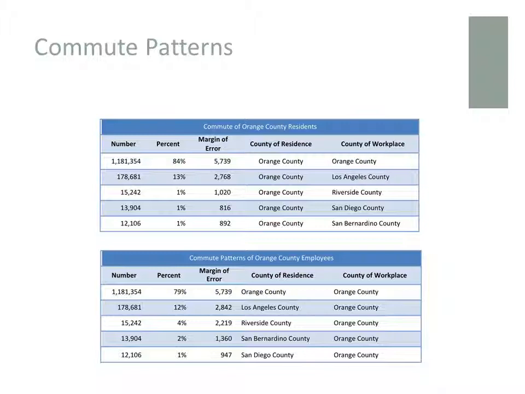We looked at the commuting patterns. On the top, we see Orange County residents. On the bottom, we see Orange County workers or employees. And 84% of the residents of Orange County work within the county. And then you can see 13% commute to Los Angeles County, etc. And the reverse is fairly consistent. 79% of the people who work in Orange County live in Orange County. So really, we don't see a tremendous amount of commuting, but it's substantial. I mean, it's a substantial number of people.